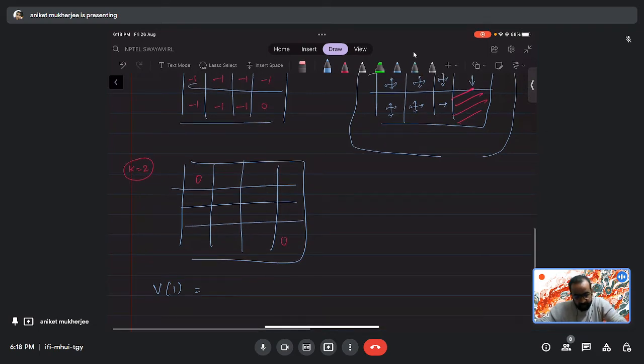Maybe I'll write down the equation once again. V(s) is equal to summation over a of pi(a given s), summation over s prime of probability of s prime and r given s comma a, times the expectation r plus gamma V(s prime). This was it, right?